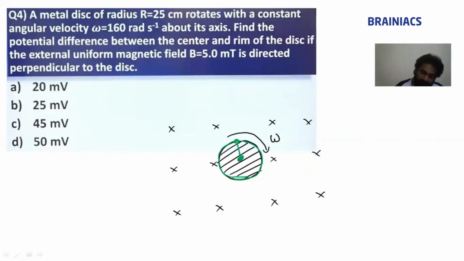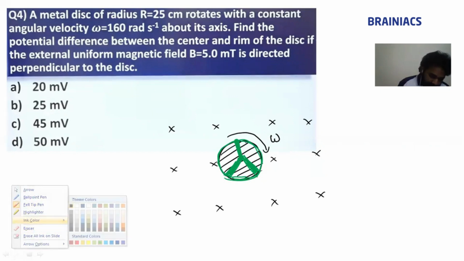So we can consider a rod here. Between those 2 points, whatever the potential difference is, that is going to be the potential difference throughout the disk between rim and center, wherever we take, because this is the same node. Wherever we take between the rim and the center, the potential difference is going to be the same. So we can directly apply this formula.